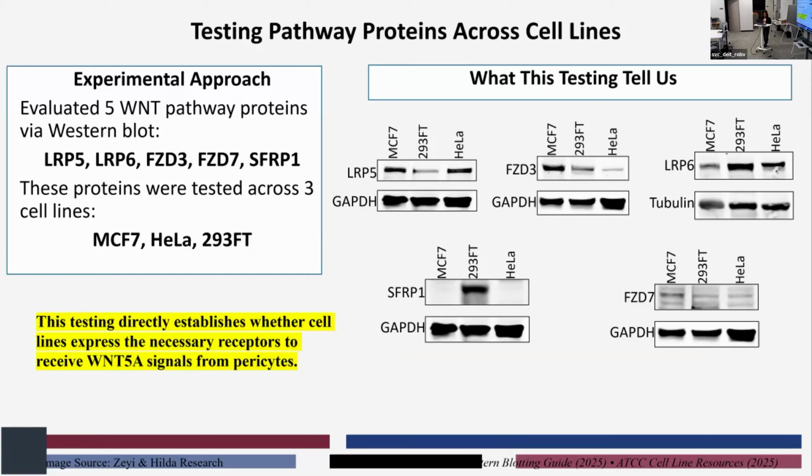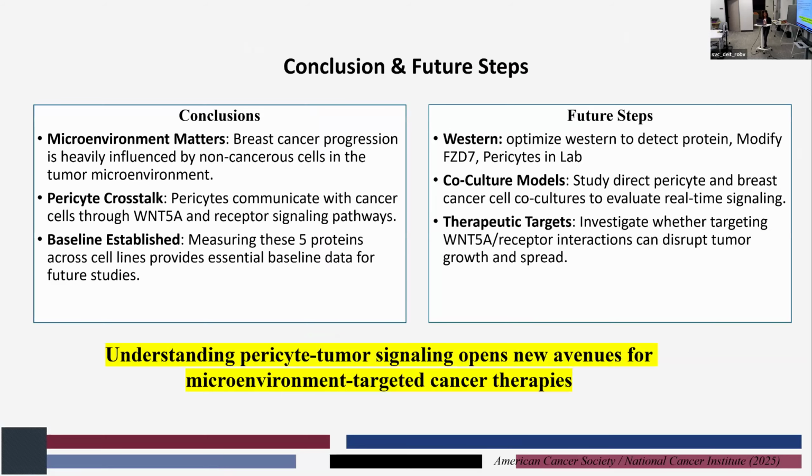So rather than proving how the pathway functions, this experiment provides the foundation by identifying which proteins are present before moving on to the more advanced experiments. And so this project demonstrated that breast cancer progression is influenced not only by cancer cells themselves, but also by communication with surrounding cells in the tumor microenvironment. Parasites appear to be one of those important neighboring cells, and Wnt5A signaling may play a role in that communication.